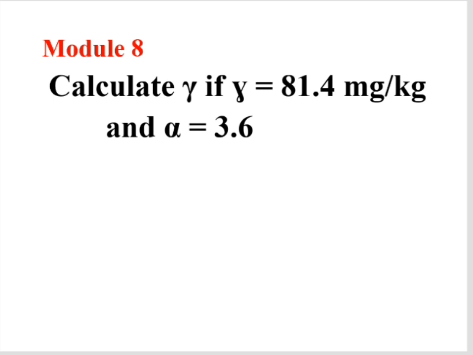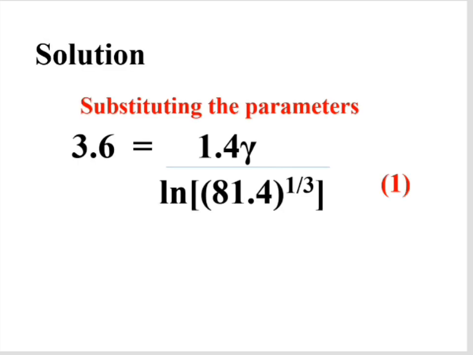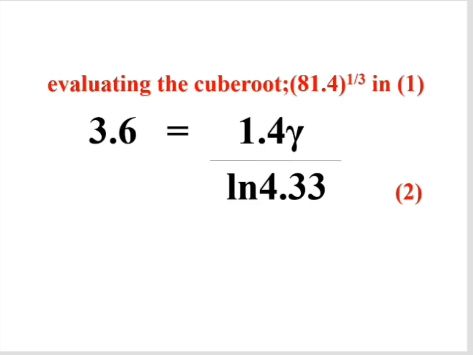So if we substitute these values into the model, we're going to have 3.6 is equal to 1.4 multiplying the final solution pH all over natural log of, in bracket, 81.4 all to the power 1 over 3. And in order to remove the bracket below 1.4 final solution pH, we need to first of all evaluate the cube root of 81.4. And in doing that, it's just a way of simplifying equation 2. And when we do that, we're going to have that 3.6 is equal to 1.4 multiplied by the unknown, which is the final solution pH, all over natural log of 4.33.